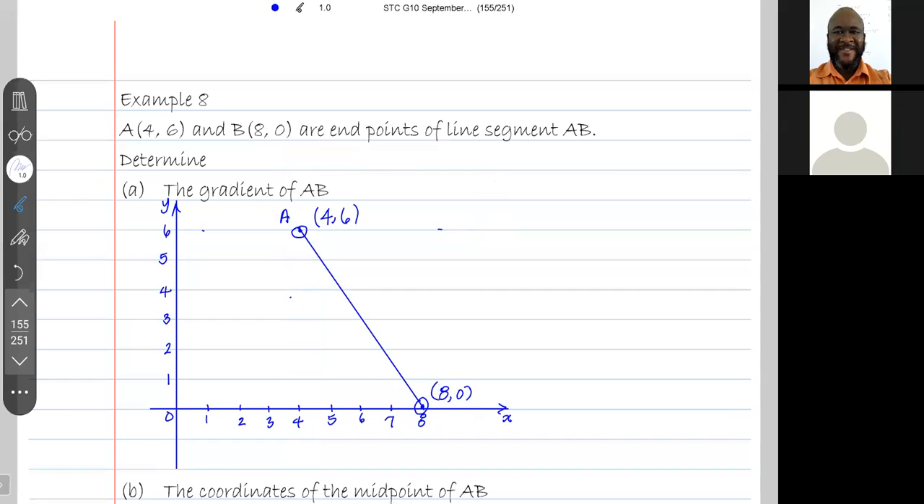So the next thing we're asked to do is to determine the gradient of this line segment AB. Just let me ask, do you expect the gradient of this line to be positive or to be negative? Anybody? All right, I have Jaden's answer. Let me get somebody else's answer. Go ahead, Joanna. Positive. All right, Chanel, I hear your answer. Who is next? Do you expect the gradient of this line to be negative or to be positive?